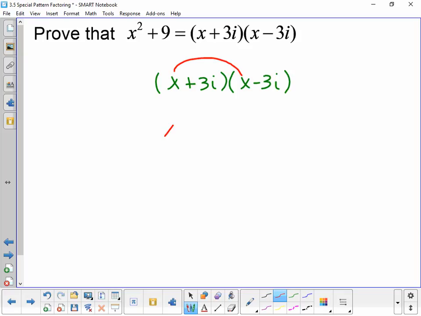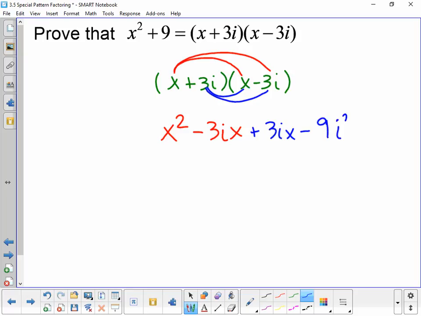it would be an x squared, and distribute the x to the negative 3i, that's a negative 3ix. And we also need to distribute the 3i over to the x. That's a positive 3ix. And a 3i times a negative 3i is a negative 9i to the second power. We have an i times an i, so that's i squared. So we've now expanded that. Right here in the middle, we have a negative 3ix and a positive 3ix. That adds up to 0.